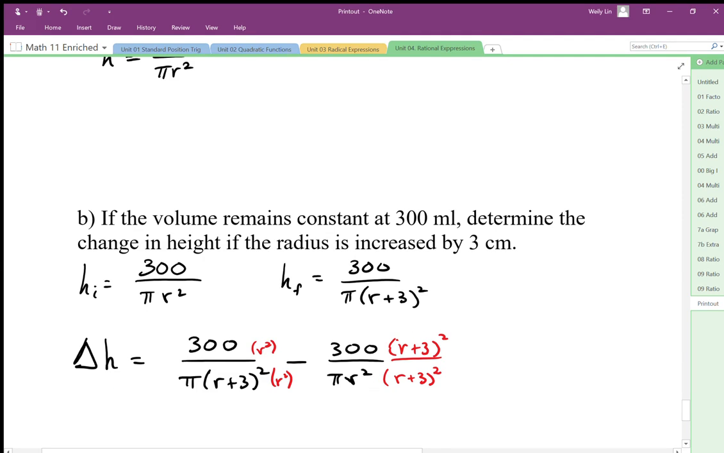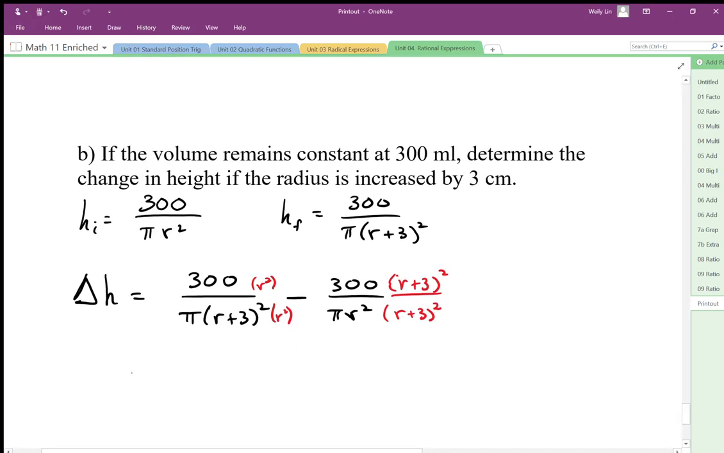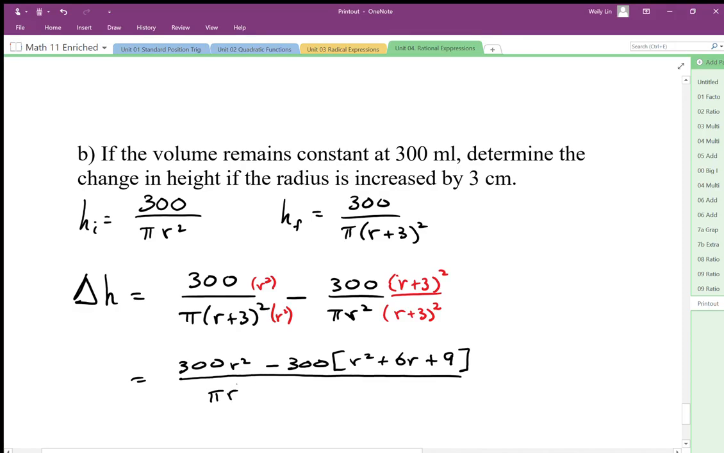So now I have my common denominator. There's 5 factors in my common denominator. Now I can add these together. So I have 300 r squared minus 300, I'm going to keep this in brackets because remember that this negative is going to affect everything from there on. So remember to FOIL that out. First, outside, inside, last. Okay, and then we can just leave the denominator in its factored form. Pi r squared r plus 3 squared.